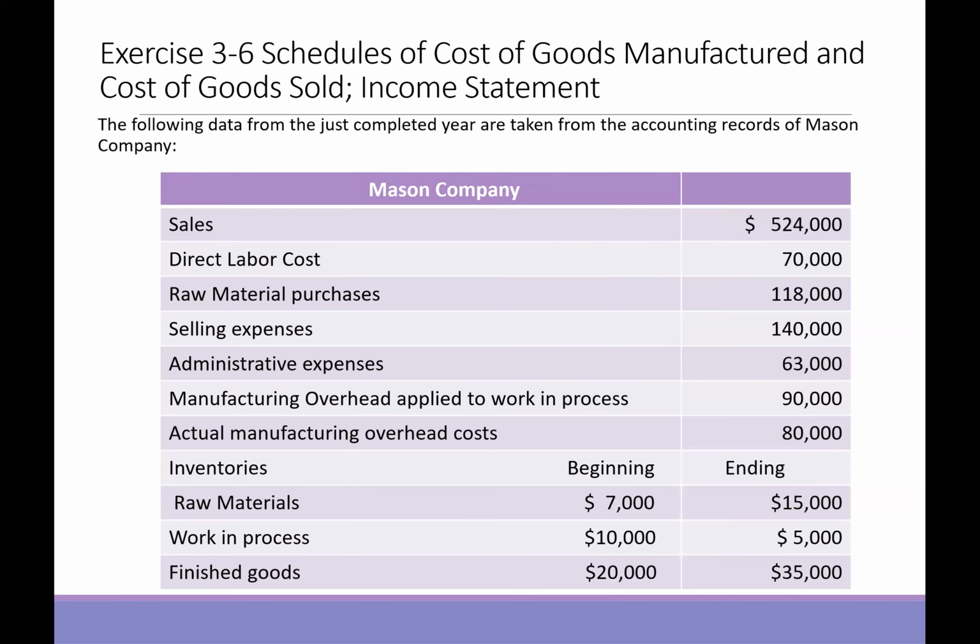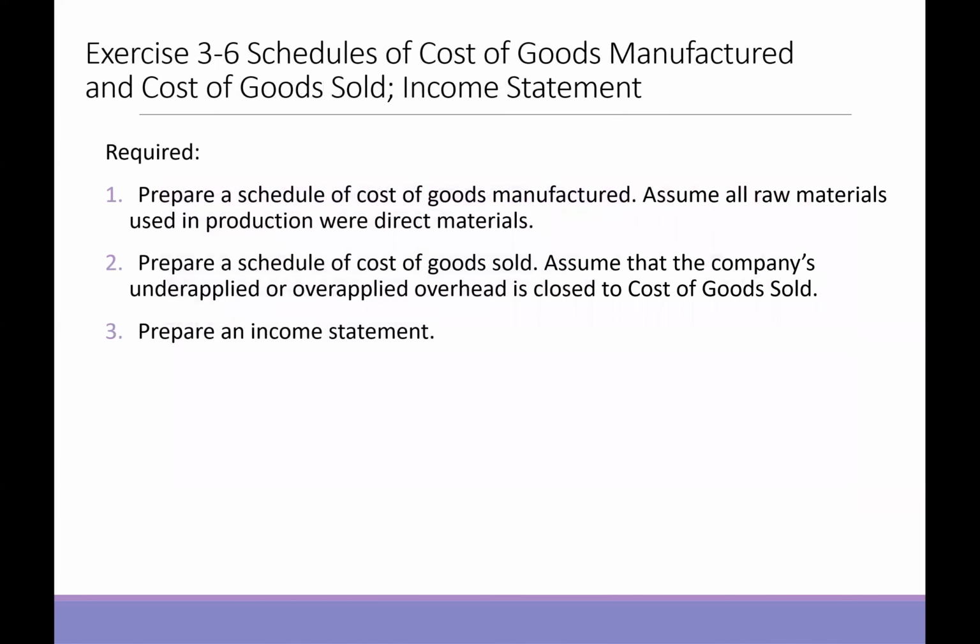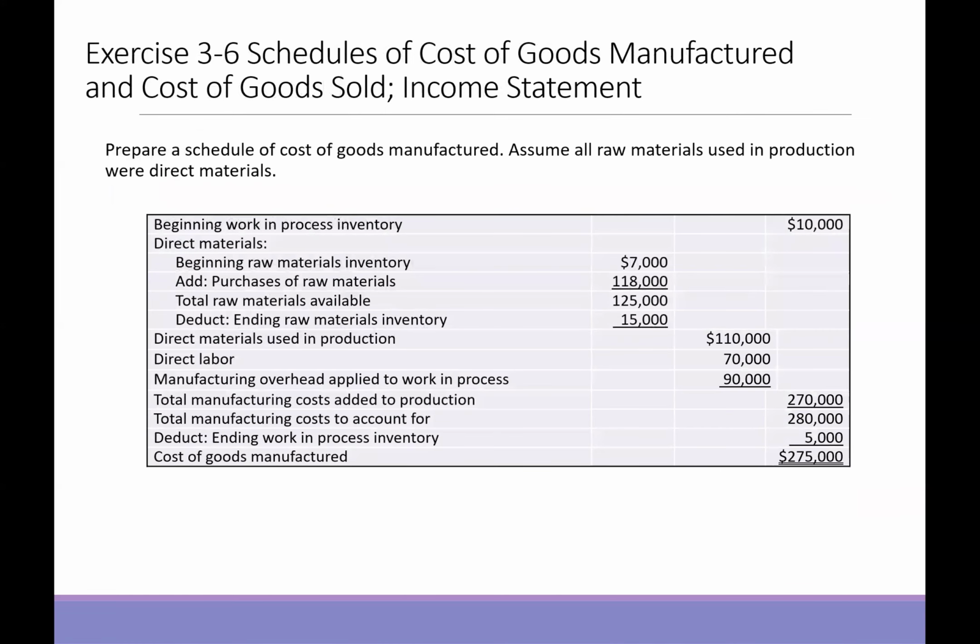Gives us our beginning and ending balances for raw materials, for work in process, and for finished goods. Prepare a schedule of cost of goods manufactured, and then prepare a schedule of cost of goods sold. Assume the company's under or over applied overhead is closed to cost of goods sold, and then prepare an income statement. So what we do is we start with our beginning balance of work in process. It gives it to us.